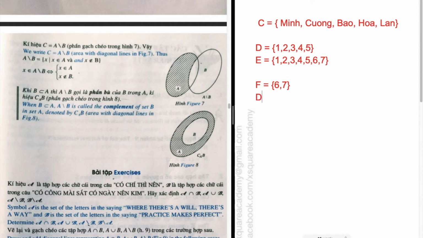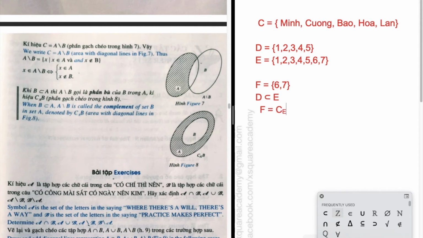You see, D is a subset of E. Then F equals C_E D. That means F is the complement set of set D in set E.